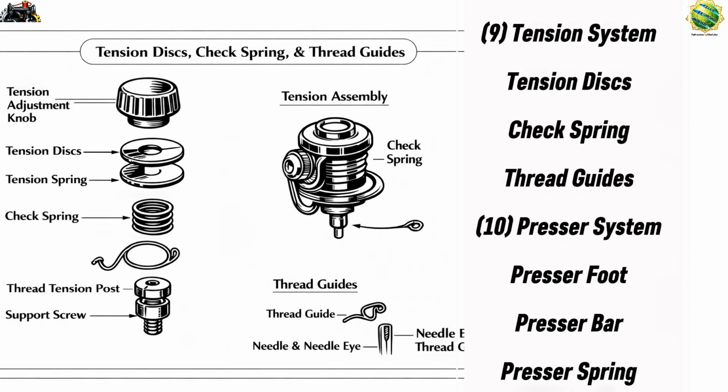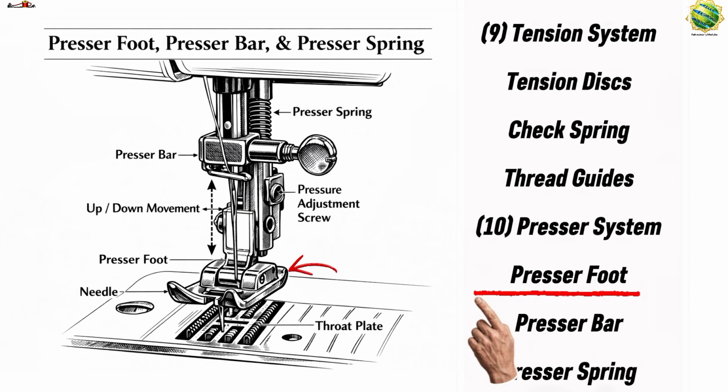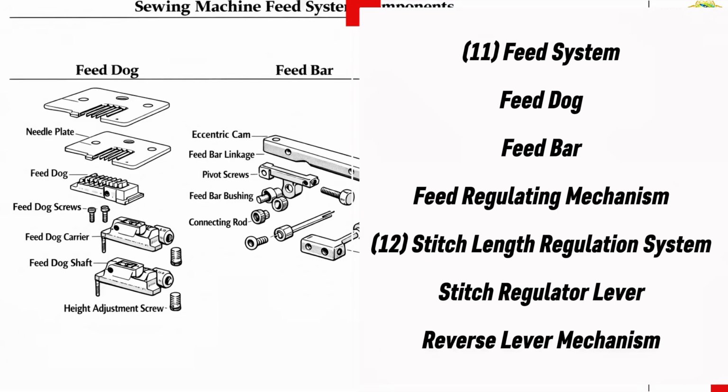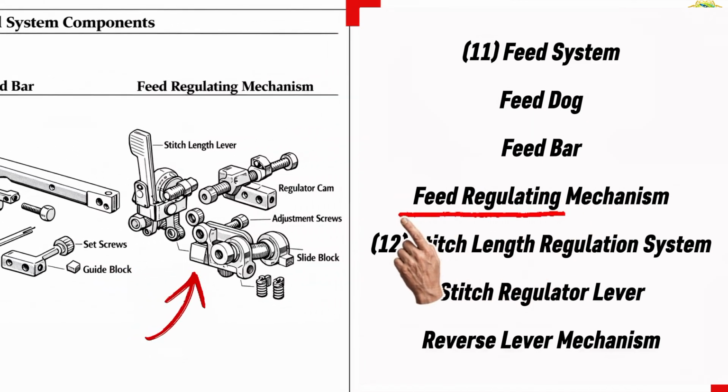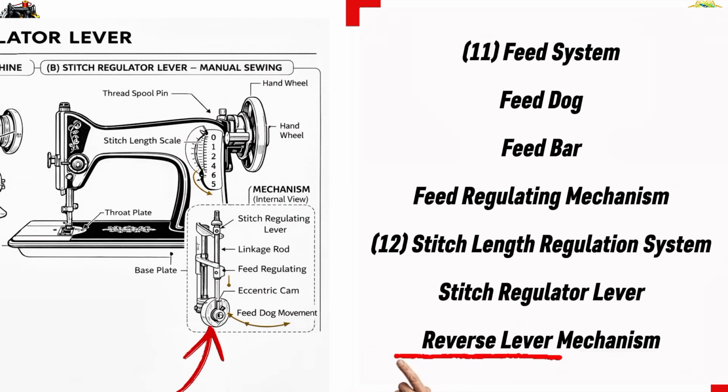Number 10 is the presser system, consists of presser foot, presser bar, and presser spring. Number 11, the feed system, consists of feed dog, feed bar, feed regulating mechanism. Number 12, stitch length regulating system, consists of stitch regulator lever, reverse lever mechanism.